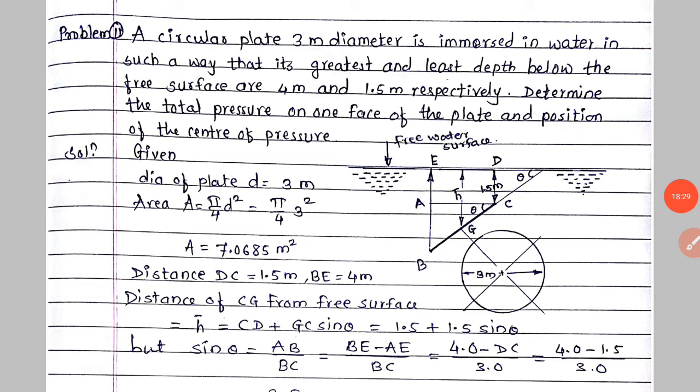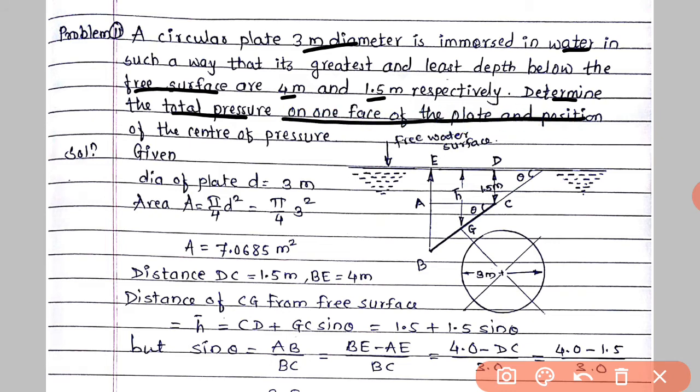Now next problem is for circular plate. A circular plate of 3 meter diameter is immersed in water in such a way that its greatest and least depth below the free surface are 4 meter and 1.5 meter respectively. Greatest and least depth are different, so this is a case of inclined plane surface. So determine the total pressure on one face of the plate and position of center of pressure.